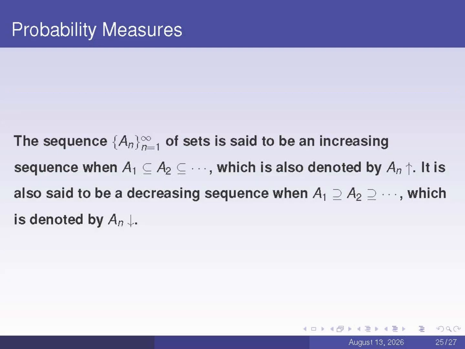Suppose that we have a sequence of events A sub 1, A sub 2, A sub 3, and so on to infinity. We say that this sequence of events is increasing, which means that the sets become progressively larger, as shown in the second line. Similarly, we say that this sequence of events is decreasing, meaning that the sets become progressively smaller, as shown in the second to last line.